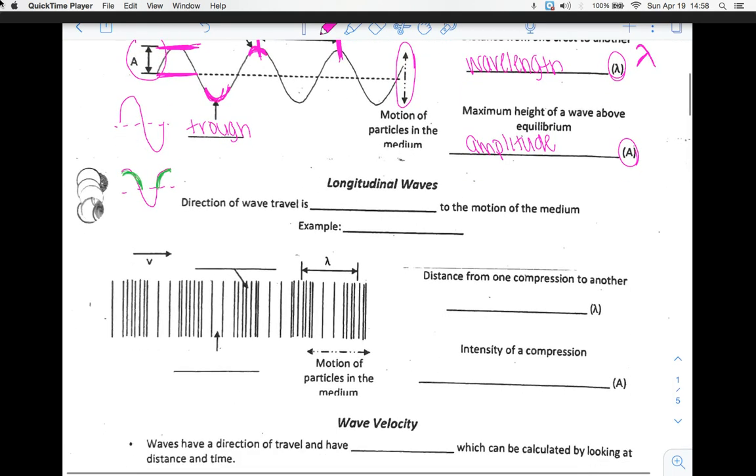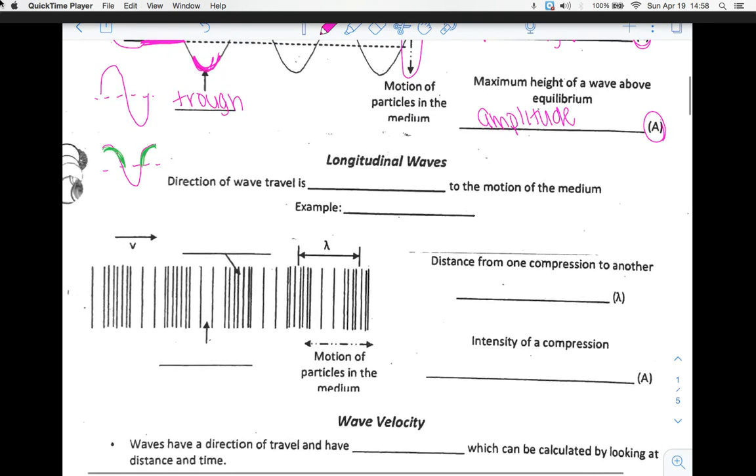So when you're talking about a longitudinal wave, the direction of your wave travel is parallel to the motion of the medium, meaning that if your wave is traveling to the right, then the motion of your particles is going to vibrate horizontally. The only type of longitudinal waves that we are going to discuss are sound waves. That's it. Every other wave that we talk about in this class will be transverse waves, all of them. So the only longitudinal wave you need to be familiar with is sound.